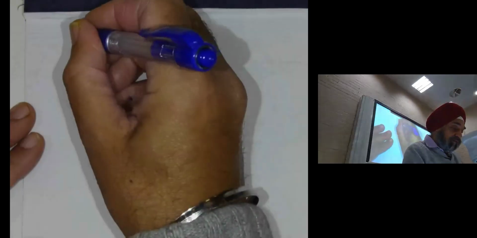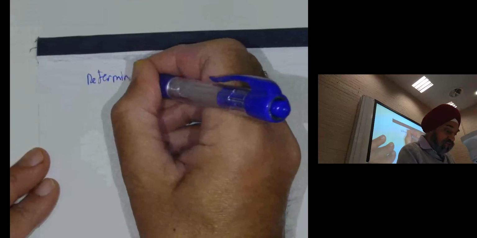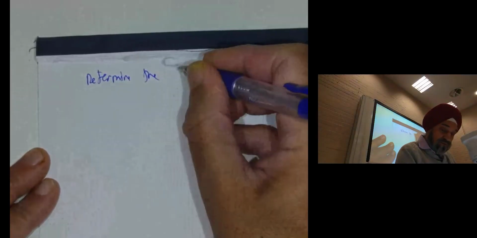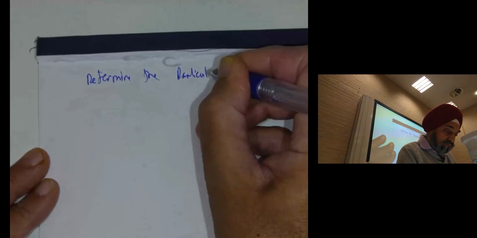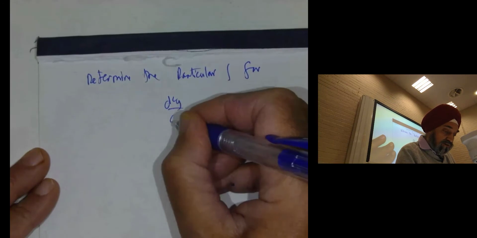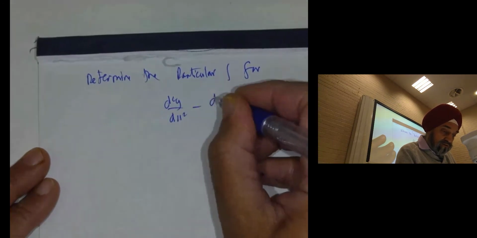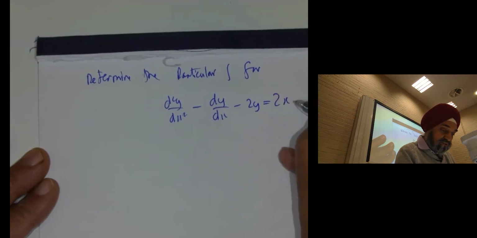Let's do another one. Determine the particular integral for d2y dx squared minus dy dx minus 2y is equal to 2x.